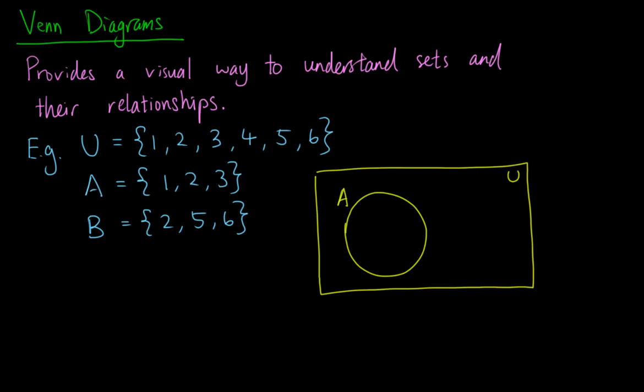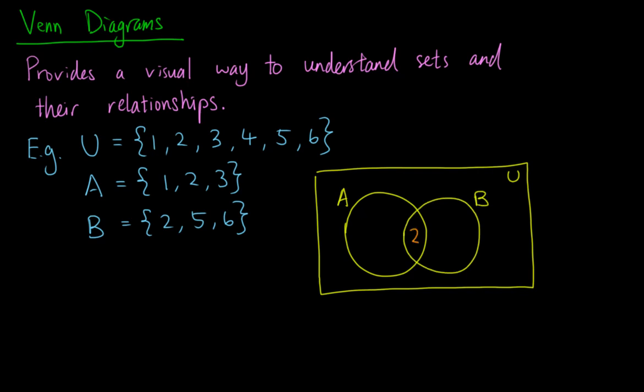Before we draw another circle for the set B, we note that there is an element, namely 2, which appears in both set A and set B. So we want to make sure that there is an overlapping region for the two circles, and we write 2 inside that region.